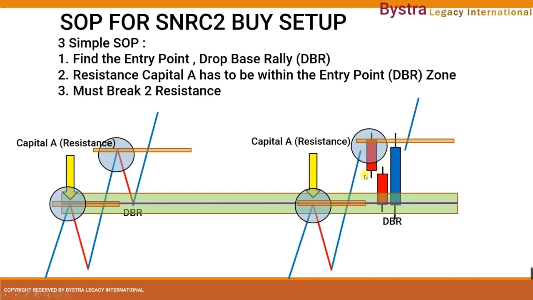Something very similar. Do you get it, guys? Don't get confused. This is a very simple SOP. So first we find the entry point, which is the drop base rally. And then the next thing we need to find is the capital A has to be within the entry point. As you can see, this is aligned with the entry point. And third, it must break the 2 resistance, which is, this is the first one, broke the second resistance. So resistance 1, resistance 2, it broke. Then price will come back to this zone and continue upwards. Got it? Very good.